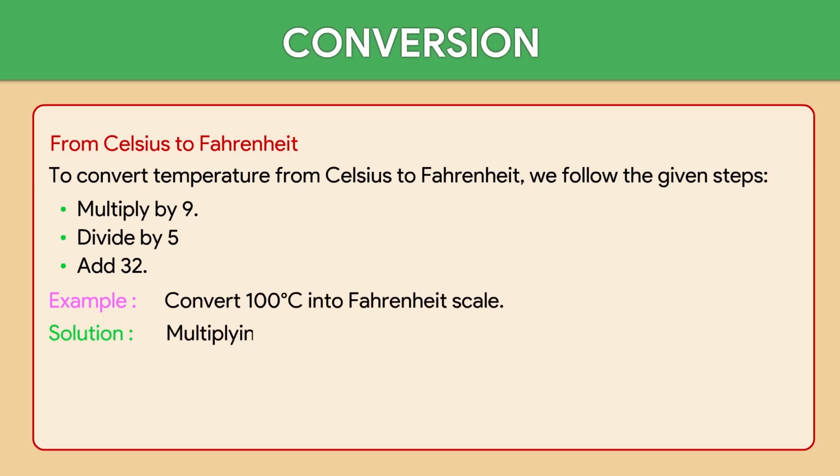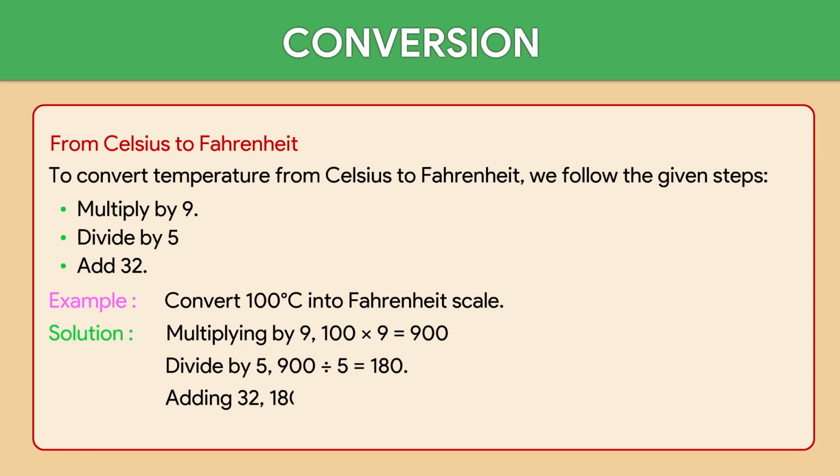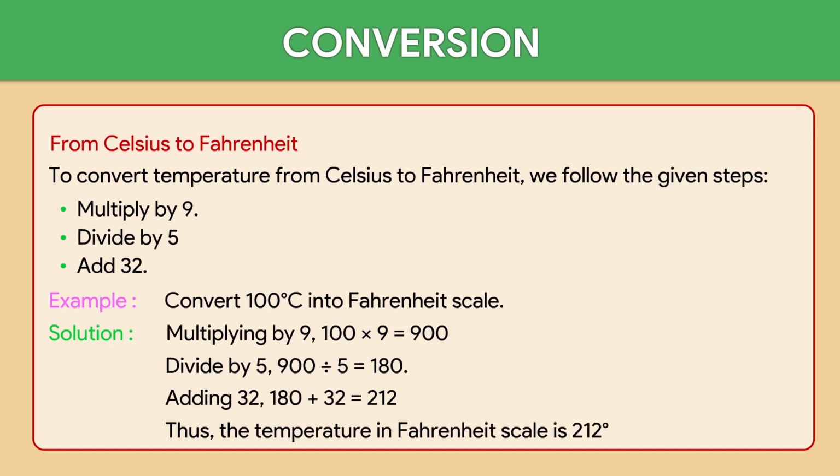Solution. Multiplying by 9, 100 times 9 equals 900. Divide by 5, 900 divided by 5 equals 180. Adding 32, 180 plus 32 equals 212. Thus, the temperature in Fahrenheit scale is 212 degrees Fahrenheit.